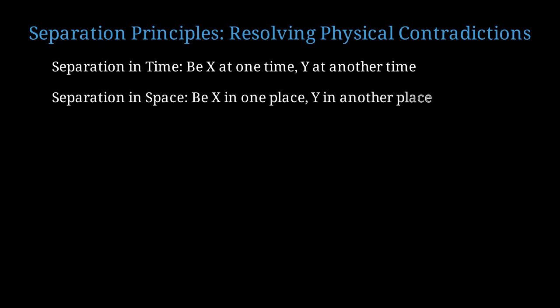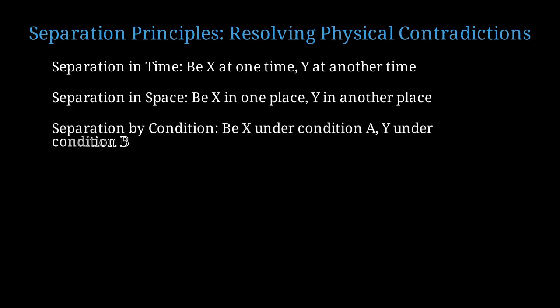Second is separation in space. Different parts have different properties. For thinking, use different mental spaces. One for creative divergent thinking, another for analytical convergent thinking. Third is separation by condition. Change properties based on circumstances. Adapt your thinking style based on the type of problem, analytical for technical issues, intuitive for people problems.